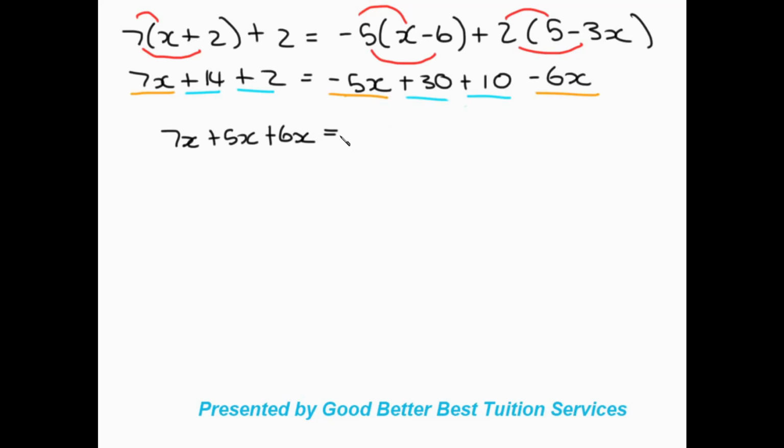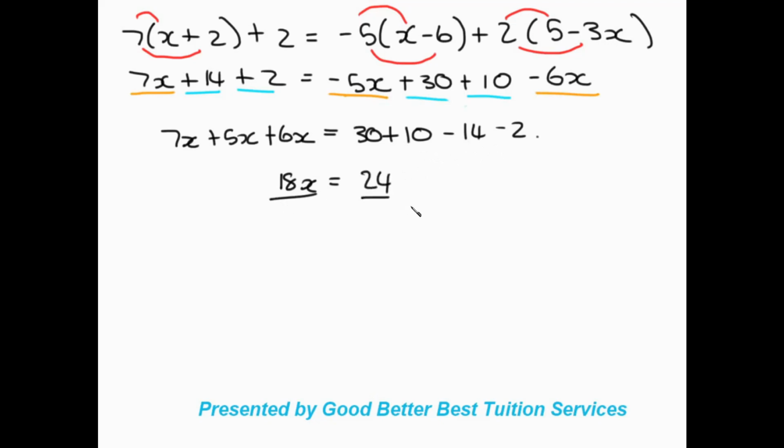And then we're going to bring our numbers over to the right. So we have 30 already here, plus 10x, minus 14, minus 2. So when we look at this, 7x plus 5x is 12x, plus 6x can give me 18x. 30 plus 10 is going to give us 40, minus 14 is going to give us 26, minus 2 is going to give us 24.